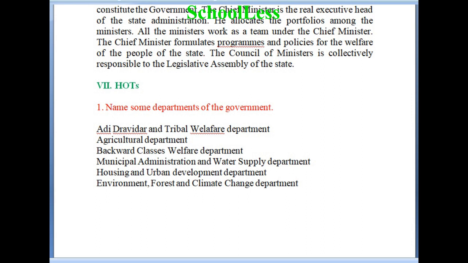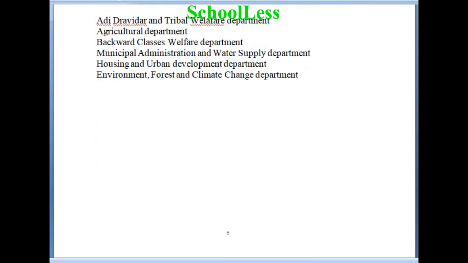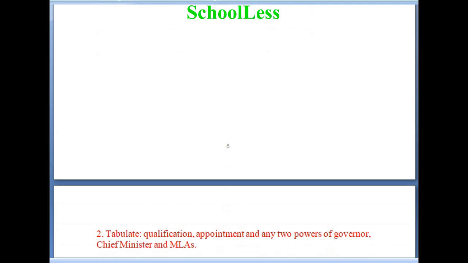Now coming to question 7, higher order thinking skills. 1. Name some departments of the government. So there are more than 30 departments in the state. For instance, in Tamil Nadu, we have listed certain departments only. We have not listed all the departments. Adi Dravida and Tribal Welfare Department, Agricultural Department, Backward Classes Welfare Department, Municipal Administration and Water Supply Department, Housing and Urban Development Department, Environment, Forest and Climate Change Department are some of the departments of the state government.